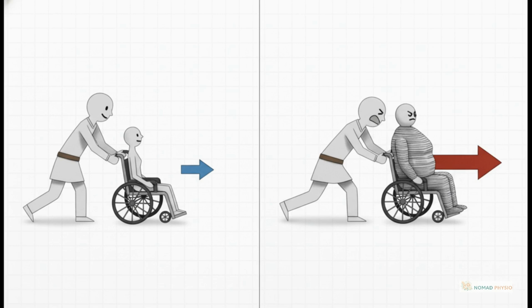The wheelchair example is perfect. Think about it. It takes way more effort to get a heavier person in a wheelchair moving from a standstill than a lighter person, right? That extra effort you're putting in, that's you fighting against more inertia.